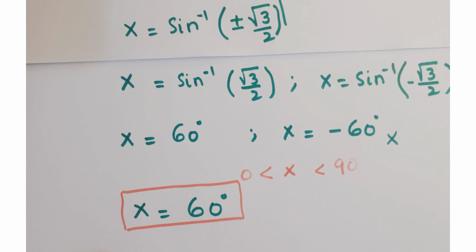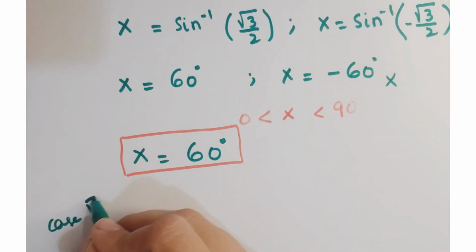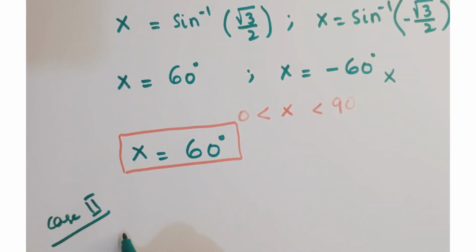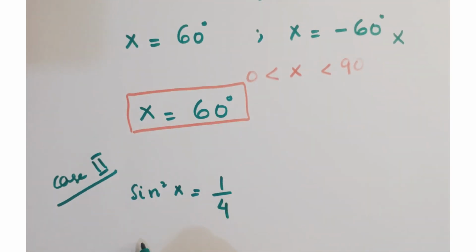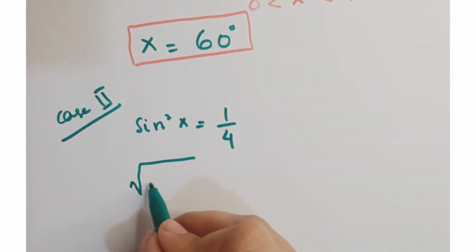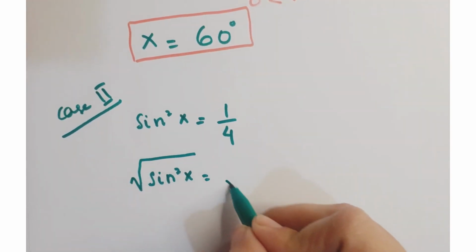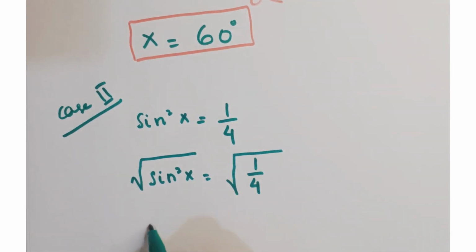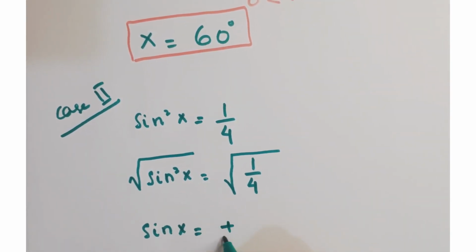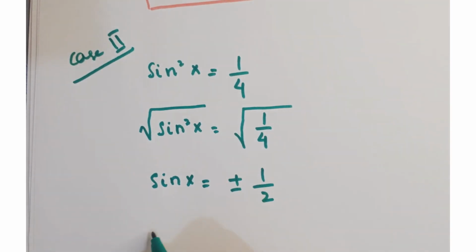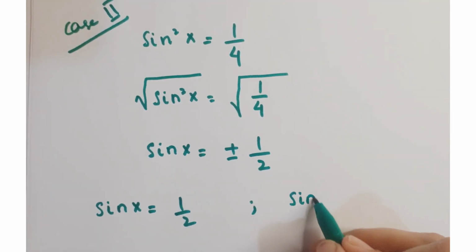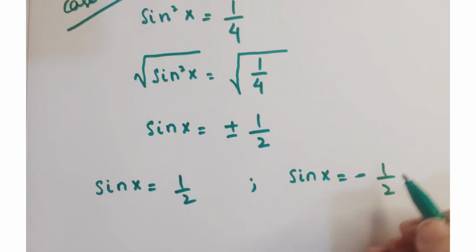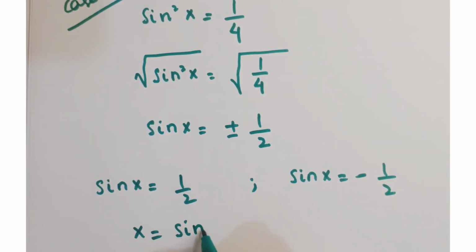Now let's deal with case number 2, in which sine square x is equal to 1 upon 4. Now taking square root on both sides, here we have sin x is equal to plus minus 1 upon 2. Now we have two possibilities, that is sin x is equal to 1 upon 2, and here sin x is equal to minus 1 upon 2. So in order to find x, just take sine inverse.